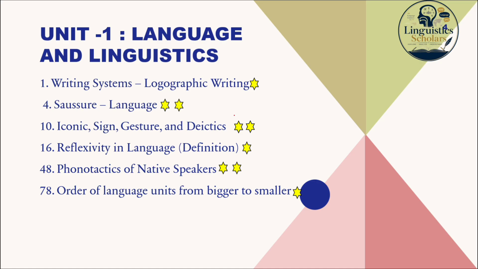Now we are going to look at the unit-wise questions. For the 10 units, how many questions are asked and what is the level of the questions. In the first unit, language and linguistics, they have asked a question on writing systems. They have given a list of languages and asked you to identify which of them is logographic writing. And there is one question on Saussure, the concept of language.